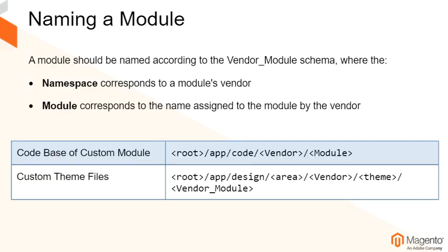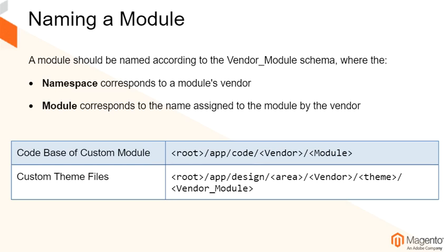To name a module, follow the Magento standards on naming convention and module location within a file system. A module name consists of the vendor name and the module name separated with an underscore. Both the vendor and the module name have to start with an uppercase character. For example, Magento_Customer.